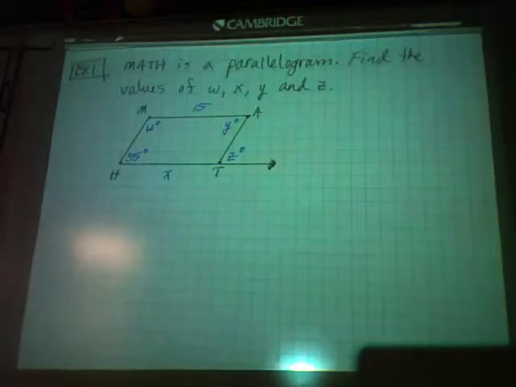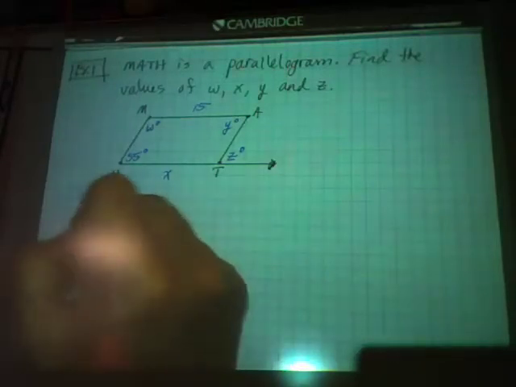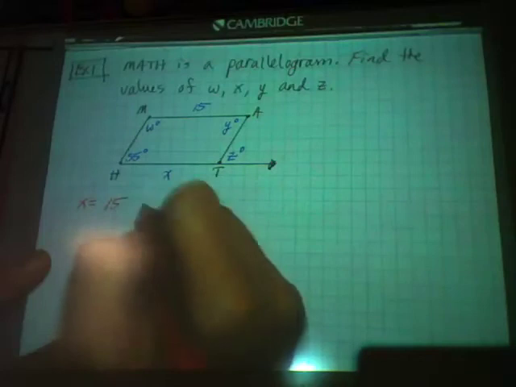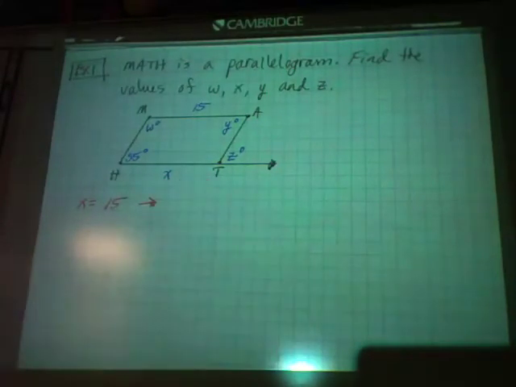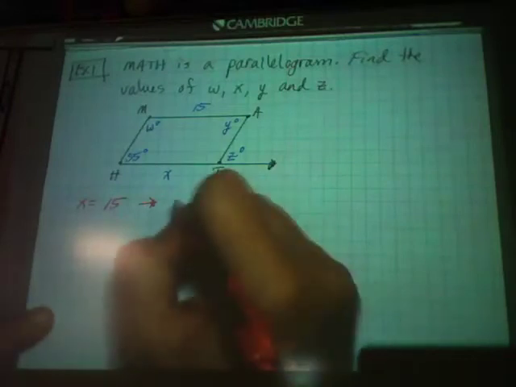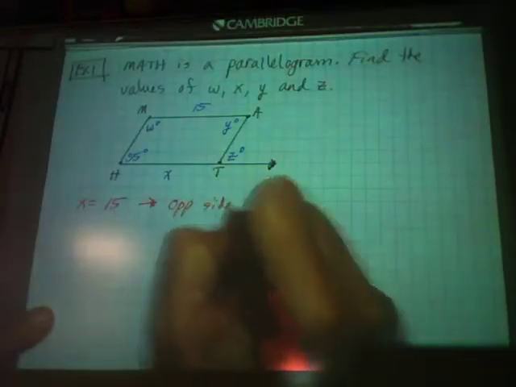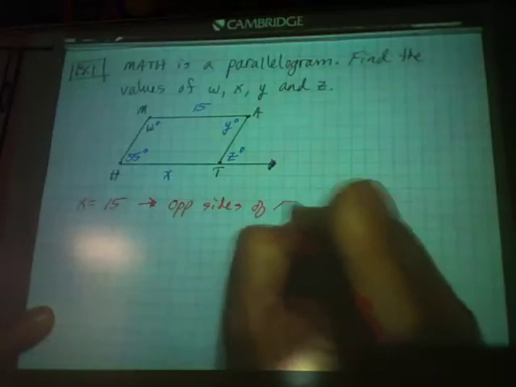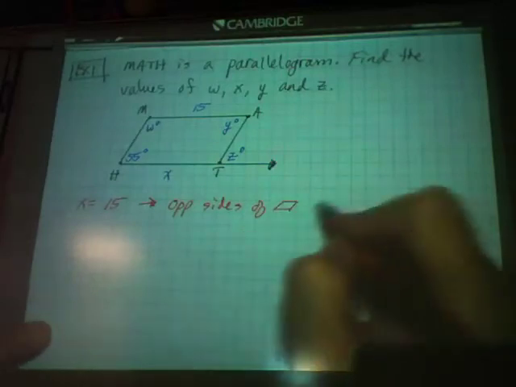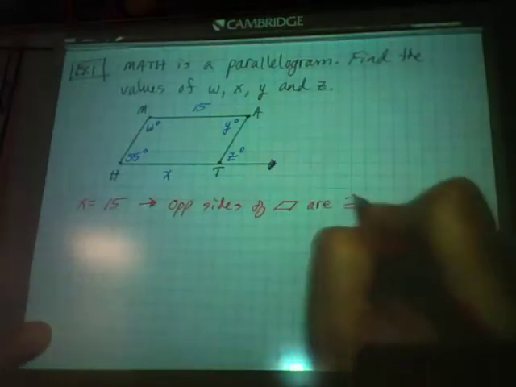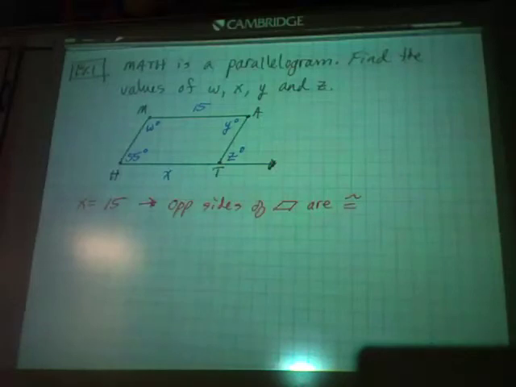Like for instance, what's the value of X? 15, why? Why do you know that? Because, there you go, opposite sides of a parallelogram are congruent. So I want you to do that for W, Y, and Z.